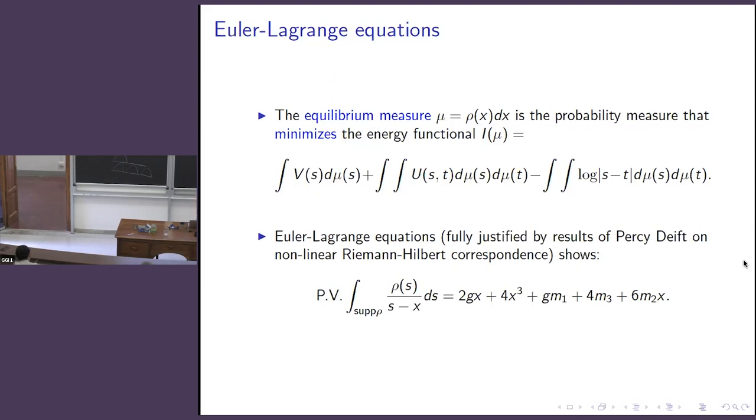And then, the person's name I was looking for is Percy Deift, who did almost all the rigorous mathematics of these aspects of random matrix theory. What he did is much more general. It's part of his theory of nonlinear Riemann-Hilbert correspondence, all motivated, of course, by random matrix theory. In this case, you can show that the minimizer satisfies a differential equation like this. You're looking for a function rho whose Cauchy principal value satisfies this sort of differential equation. The parameters m1, m2, and m3 are moments of your probability density function, and they have to be fit in, for example m1 has to be 1, but then higher moments have to be calculated explicitly.